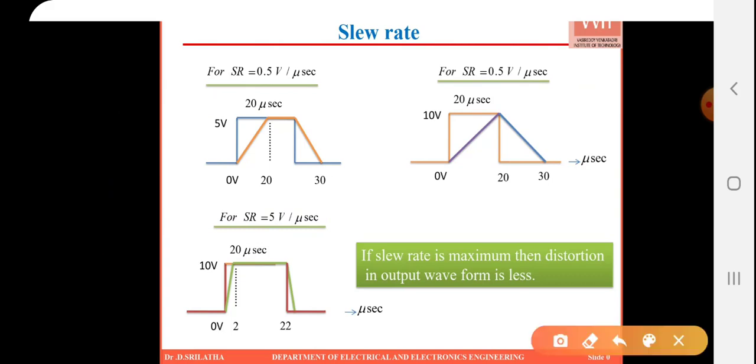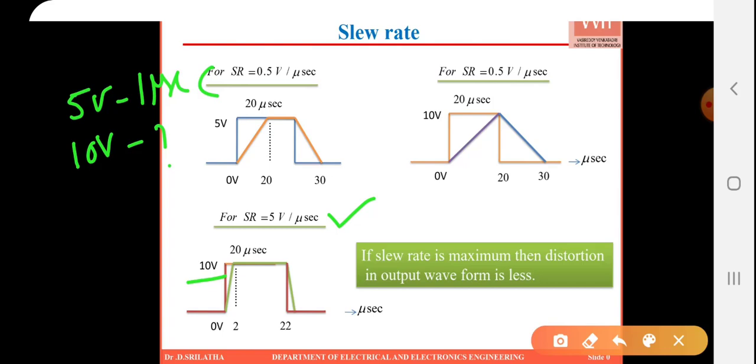Now here let us see in this third waveform, for a slew rate of 5 volts per microsecond, it has to raise from 0 volts to 10 volts. So how much time is required? So here the slew rate is 5 volts per 1 microsecond. Now it has to raise from 0 to 10 volts. It requires how much time? So 10 into 1 by 5.